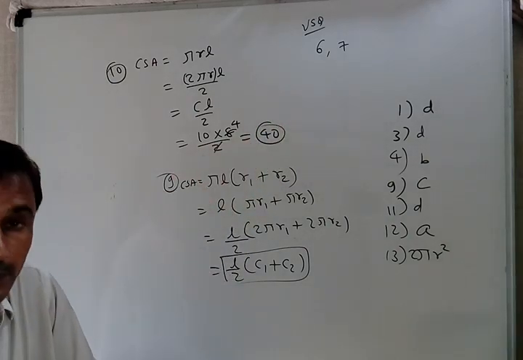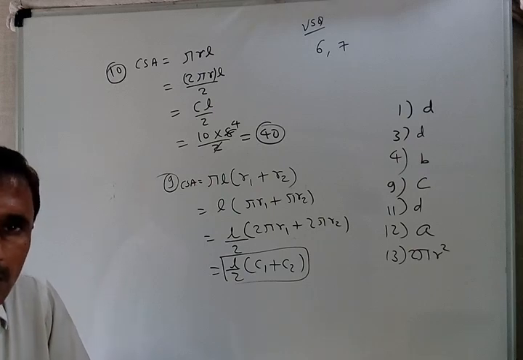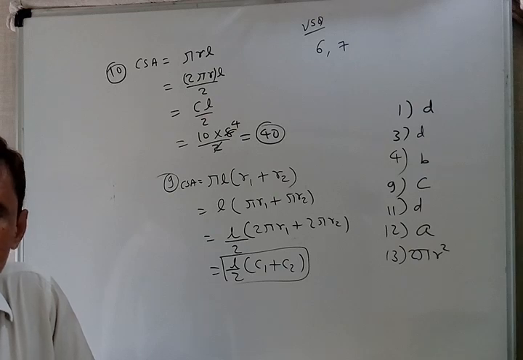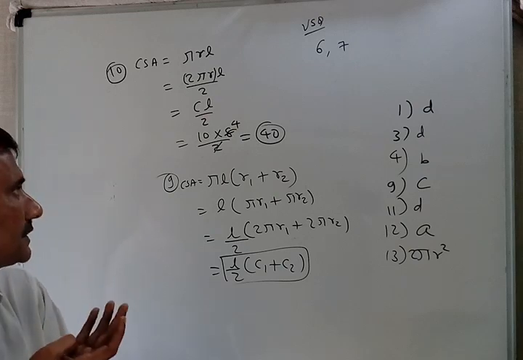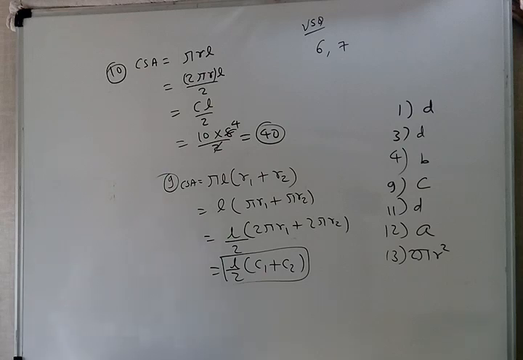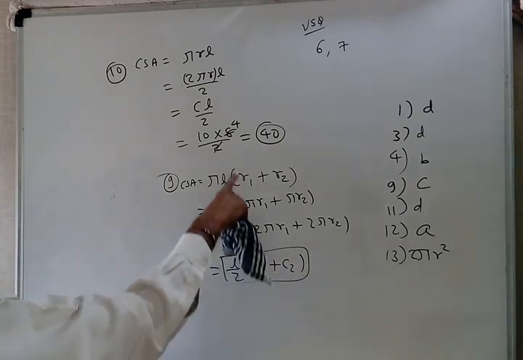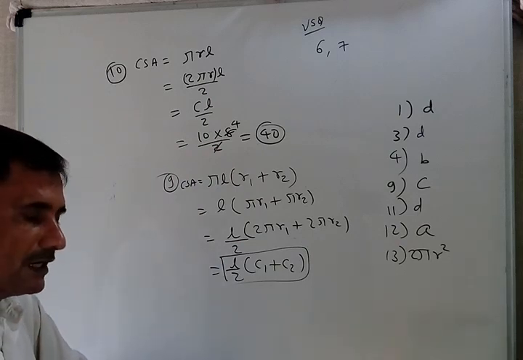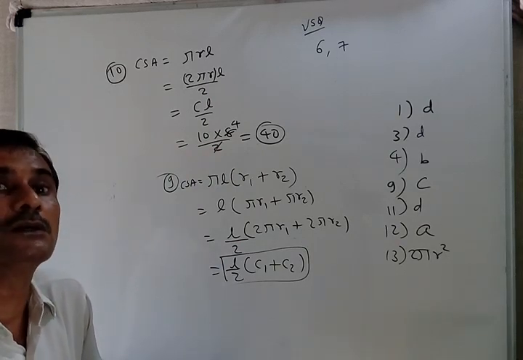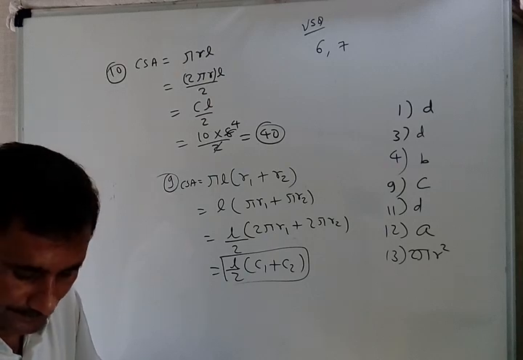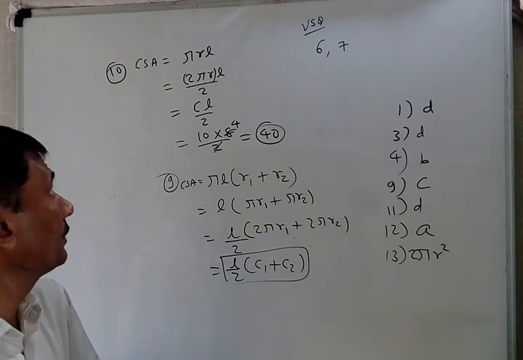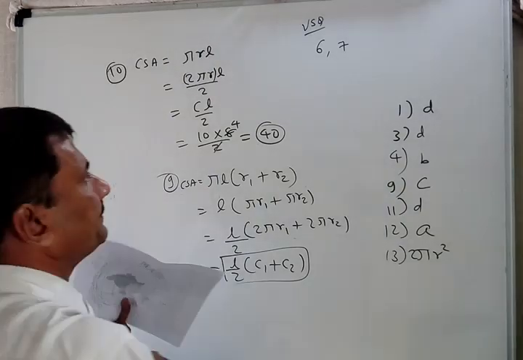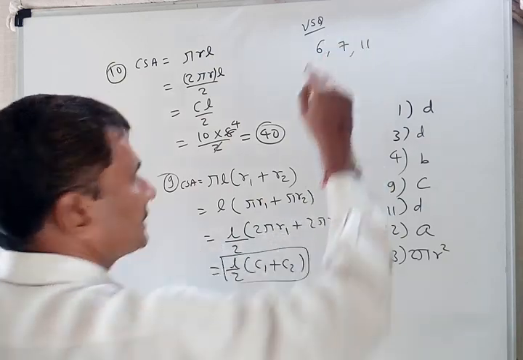Okay, so in terms of circumference, you can write the formula of CSA of any shape, whether it is cylinder, cone, or frustum of cone. In this type of case, you can derive these types of formula in terms of circumference. R is not there, R is removed. In place of R, we involve circumference. Okay, now number 11. Sorry, 11 is in homework. Just try to understand it.